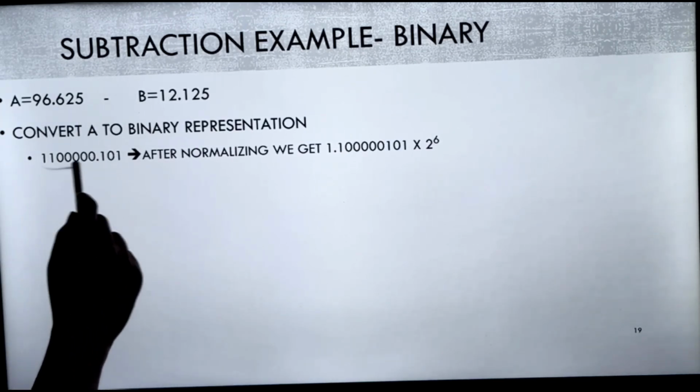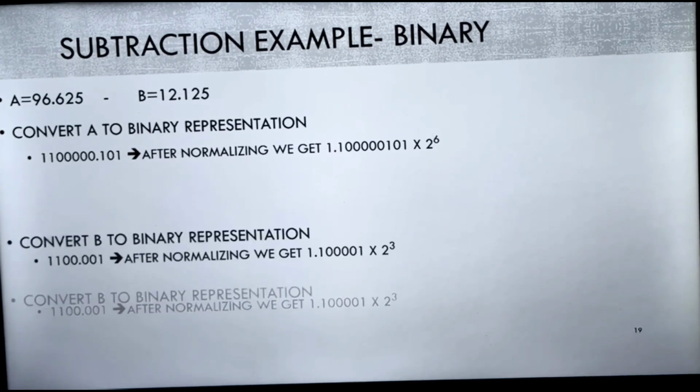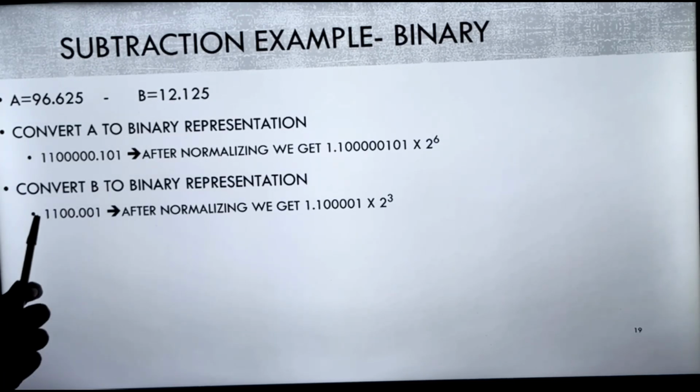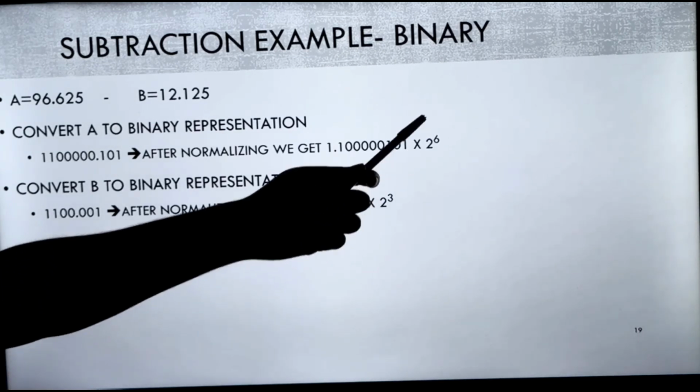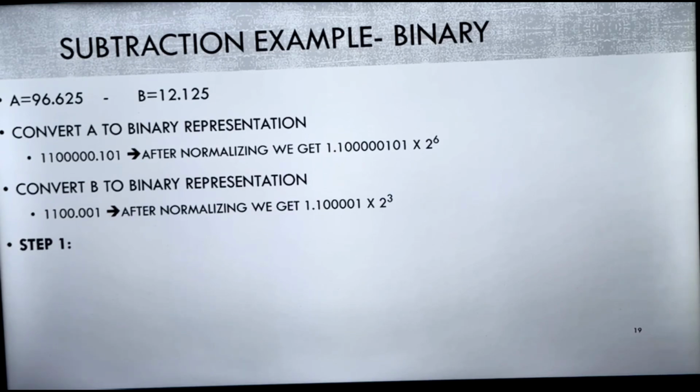We know how to convert it and make it 1 dot something. So we made it 1 dot something. Similarly for B also convert it to binary, and make it 1 dot something. Then next again you have to go for the highest exponent. Same with addition. The first few steps are exactly same with the addition. So here also we'll go with the highest exponent, which is 6.